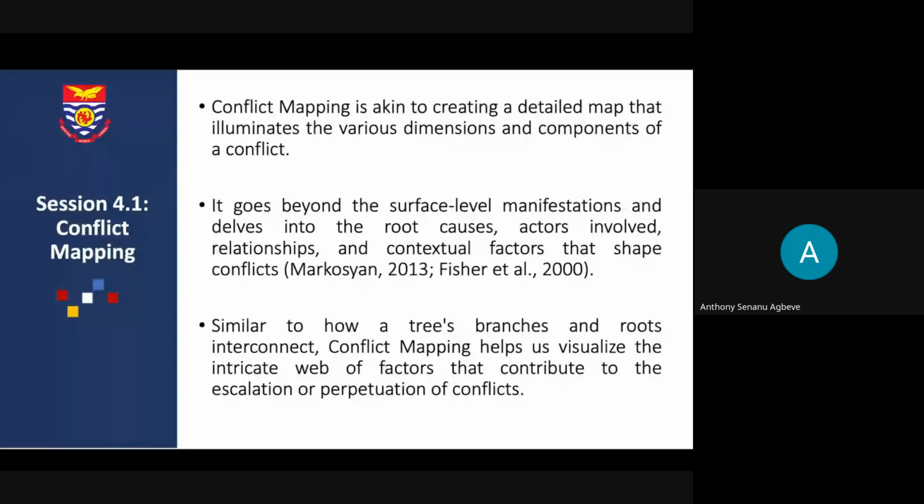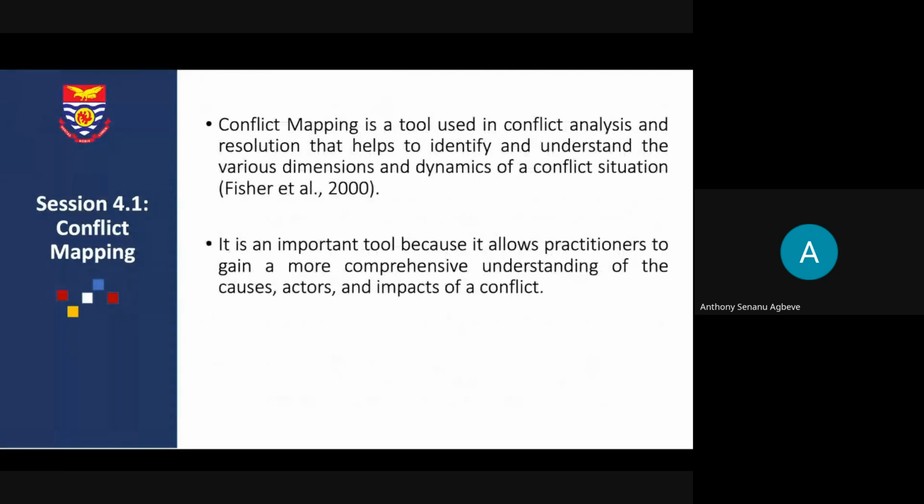So you'll be able to map out what are the issues, what is this issue leading to, and what is this particular issue also leading to. So you are mapping, it's like a web. You are establishing the linkages between one phenomenon and the other and then the outcome. That is what the conflict mapping is. And understand the various dimensions and dynamics of the conflict situation. It covers the causes, actors and impacts of the conflict. Right.